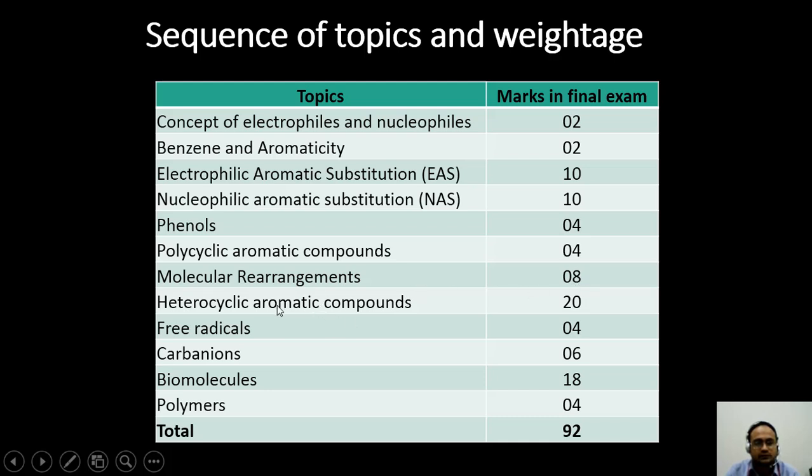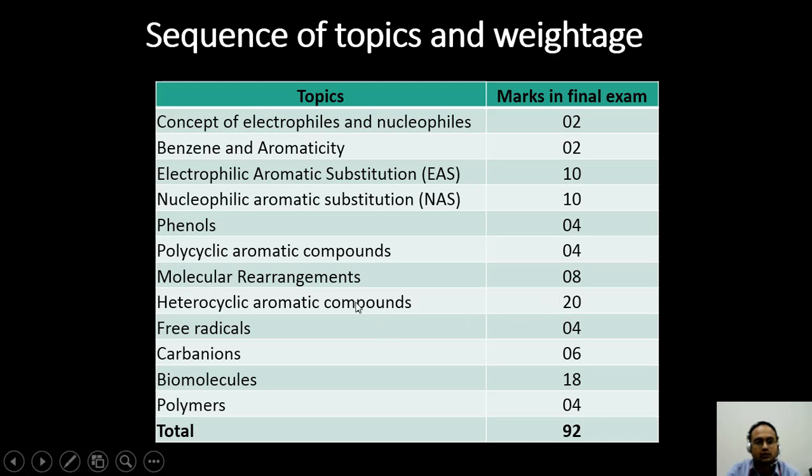Then we will move on to the next bigger topic, the heterocyclic aromatic compounds. Here we will try to understand how heterocyclic compounds are important, why they are important, what their structures are, and what the different ways of their synthesis are. Some of them undergo electrophilic aromatic substitution easily, others undergo nucleophilic aromatic substitution easily, and we will see their role in drug synthesis and how they are important in some of the biological regulations. This also we will touch on briefly. So this major topic has been given a weightage of 20 marks.